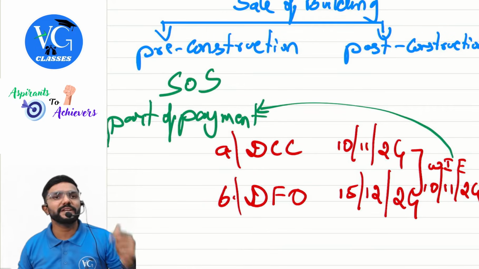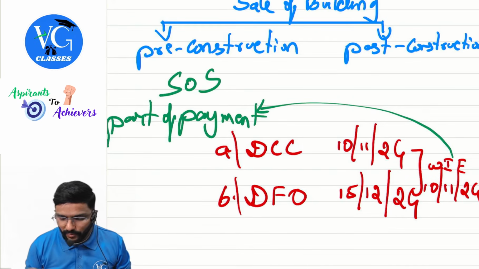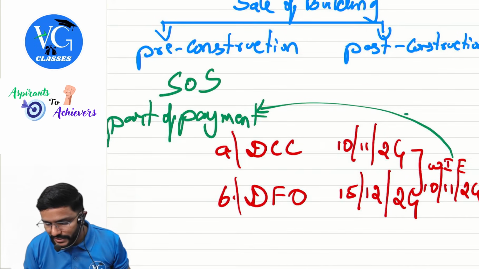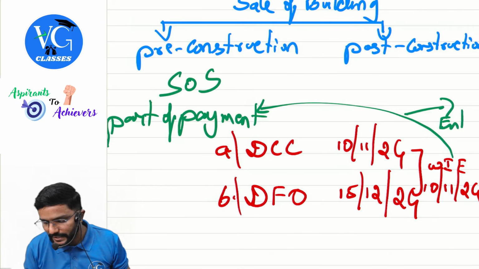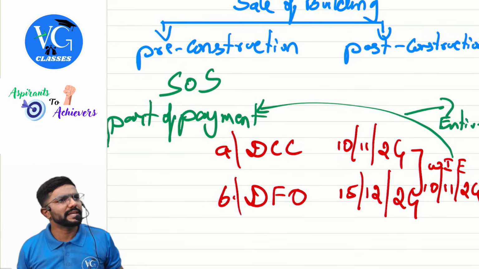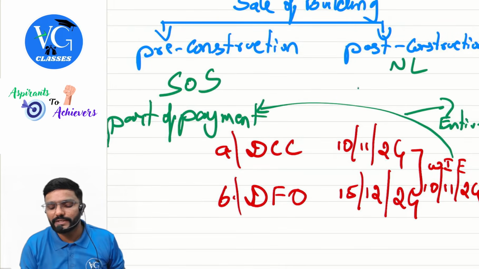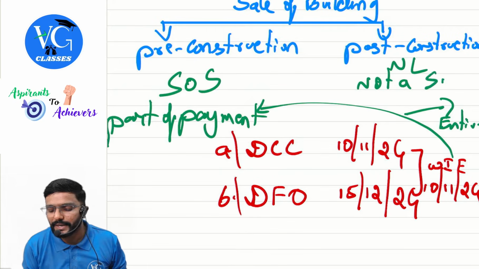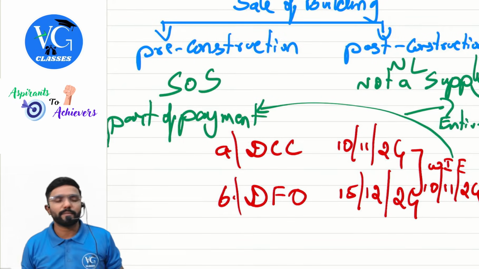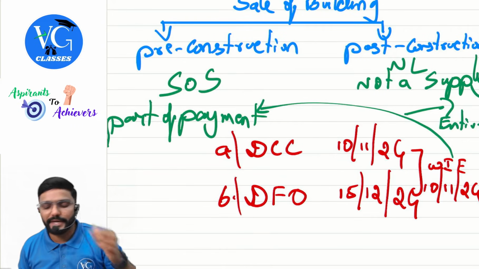So even part of the payment is received before 10th November. Sir, what if entire consideration is received after this? Entire amount is received after 10th November. Then it is post-construction building. It is not at all a supply. It is covered in negative list, not a supply. Not a supply. Hope you guys are getting it. Not a supply, covered in negative list.